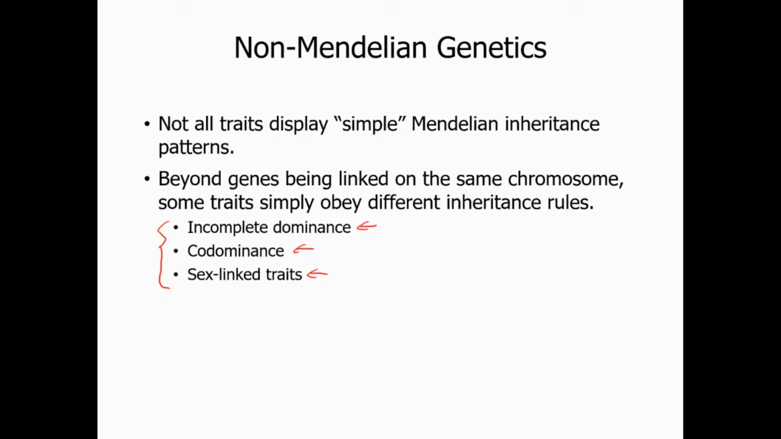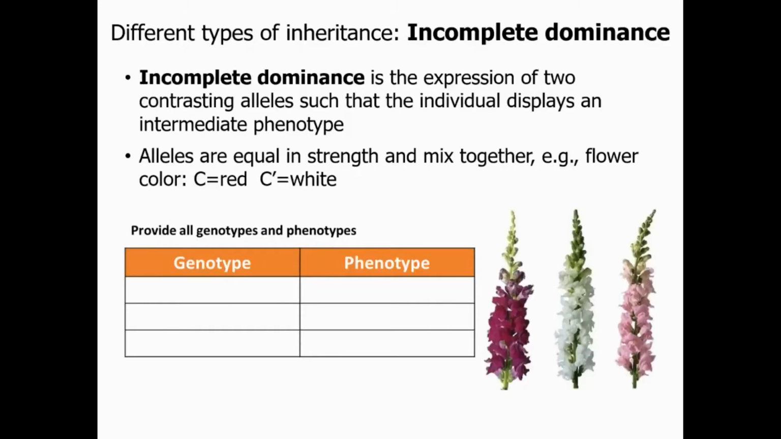Okay? So the first one is called incomplete dominance. So incomplete dominance is the expression of 2 contrasting alleles, such that the individual displays an intermediate phenotype. So what does it mean? Basically, in this case, you do not have any dominant or recessive trait. So if you have 2 different alleles, you can still think of them as dominant or recessive, if that helps.